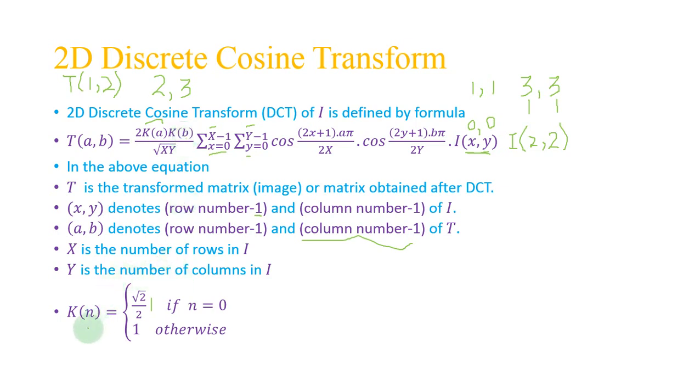So if either the value of a is 0 or the value of b is 0, the value of constant k of n, or k of a or k of b, will be square root of 2 divided by 2. In other cases, when the value of a and b is not 0, for example, if the value of a is 1, k of 1 will be 1. If the value of b is 1, k of 1 will be 1. Similarly, if a is equal to 2 or b is equal to 2, k of n will be equal to 1.